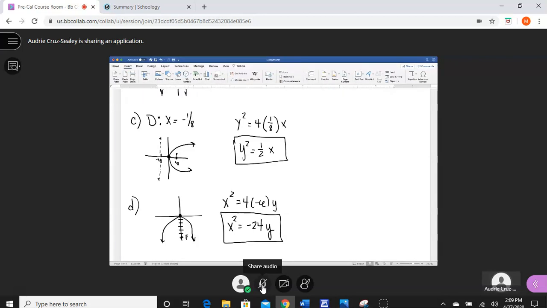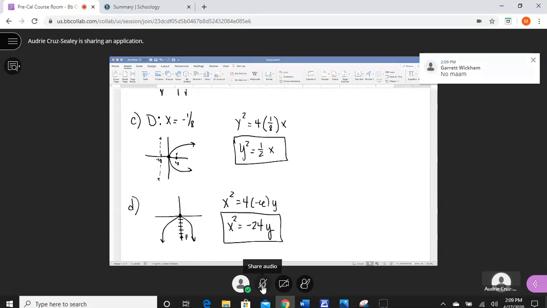All right. Let's try 2 more. In example 4, I give you 2 pictures. I don't really give you anything else. You have to look at the pictures and see what I'm trying to tell you. So I want you to find the equations of those parabolas. I'm going to give you a couple minutes and then we'll talk.